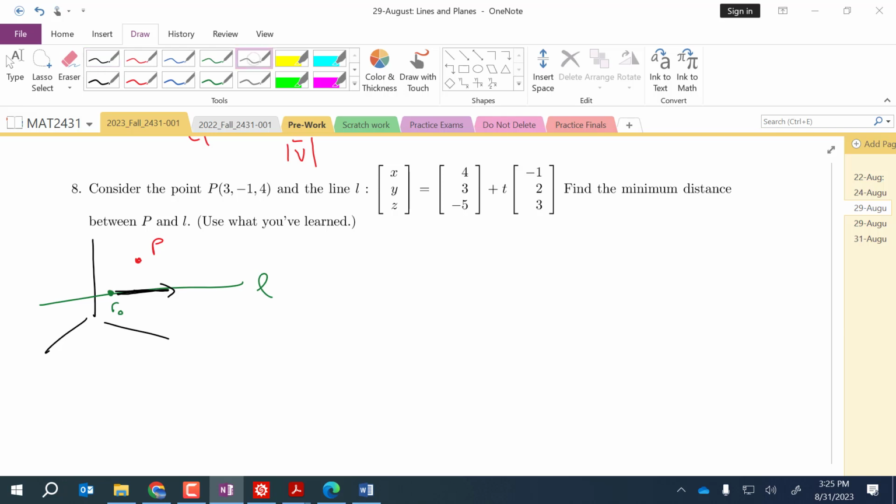My goal is to do what? Find the minimum distance D between this line and this point. So D, we just said, was the magnitude of r naught p cross v divided by the magnitude of v.